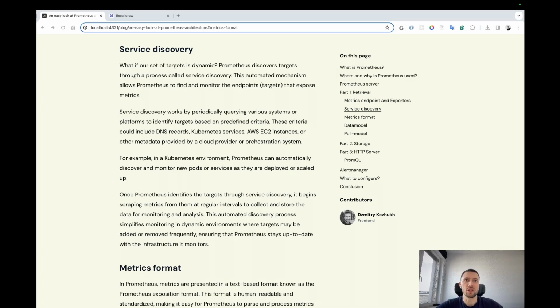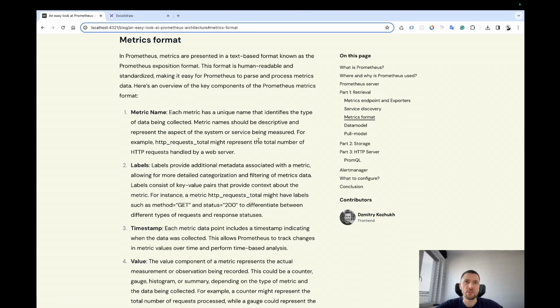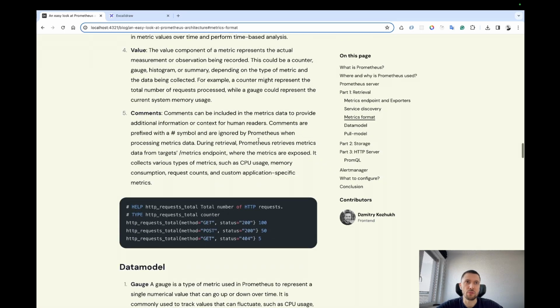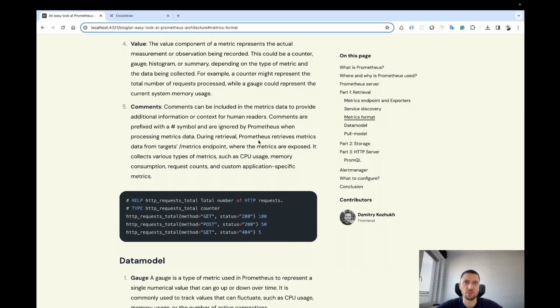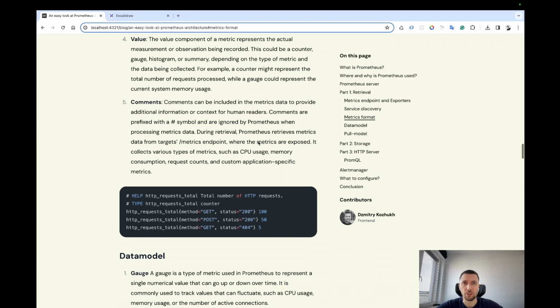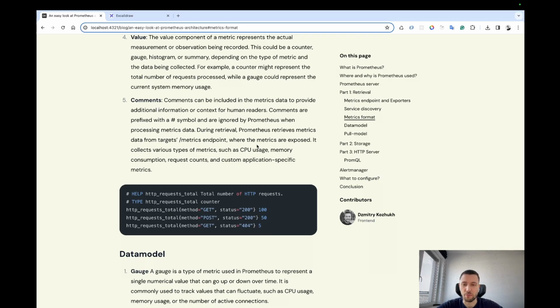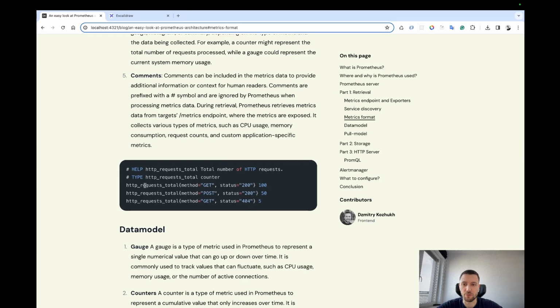So now let's talk about metrics format. In Prometheus, metrics are presented in a text-based format known as the Prometheus exposition format. This format is human readable and standardized. It consists of five parts. First one is a metric name. The second one is labels. Labels provide additional metadata associated with the metric, allowing for more detailed categorization and filtering of metrics data. A label consists of key value pairs.